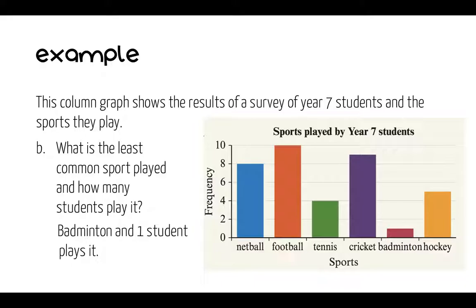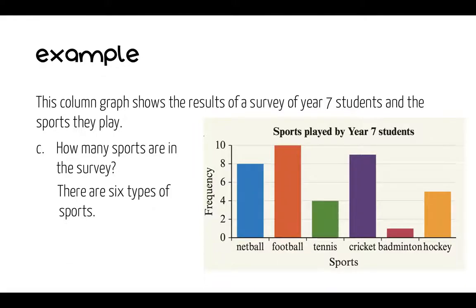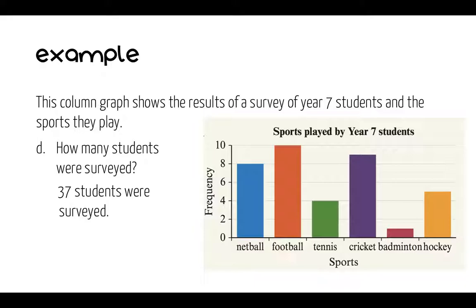B, what's the least common sport played and how many students play it? Very clearly we've got badminton, but it's not on a line, so that means it's between 0 and 2. So what number comes between 0 and 2? 1. So C, how many sports are there in the survey? So we can see here there's 6 columns, which means there's 6 types of sports. And D, how many students were surveyed? Well, we would do this by adding up 8 plus 10 plus 4 plus 9 plus 1 plus 5, and our answer would give us 35 students.